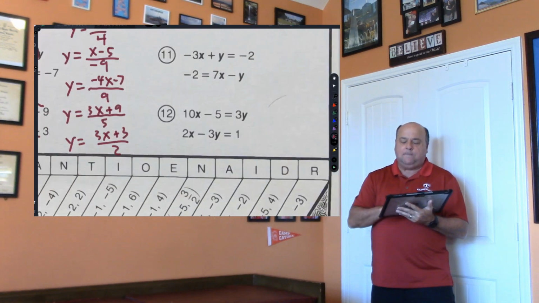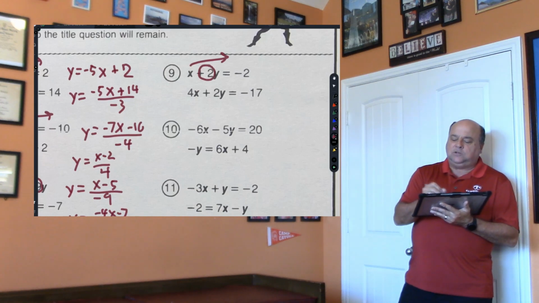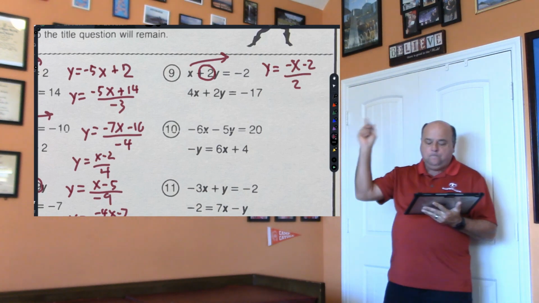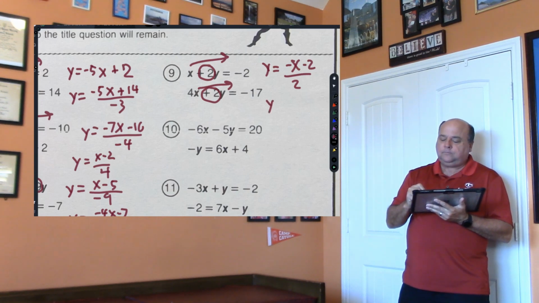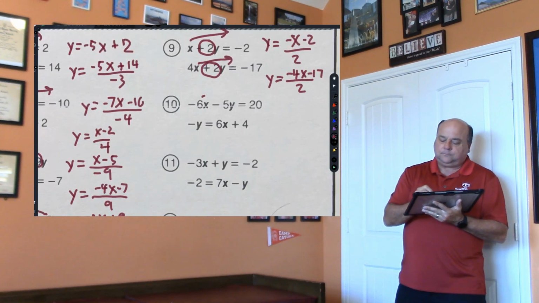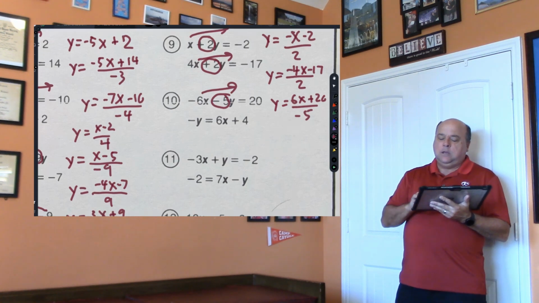Fun, fun, fun. Going to number 9. The x flips, the y goes on the bottom. So y equals negative x minus 2 all over 2. The x flips, the y goes on the bottom. Y equals negative 4x minus 17 all over 2. The x flips, the y goes on the bottom. Y equals 6x plus 20 over negative 5.